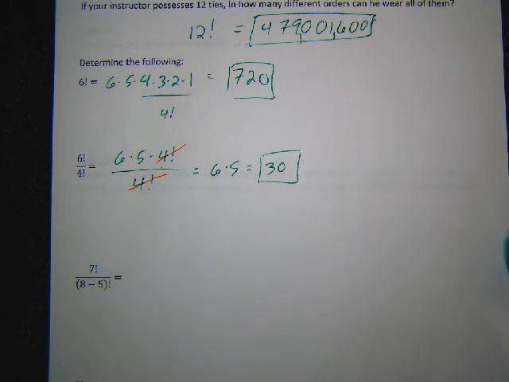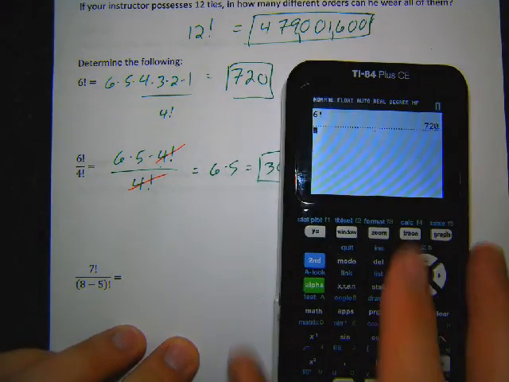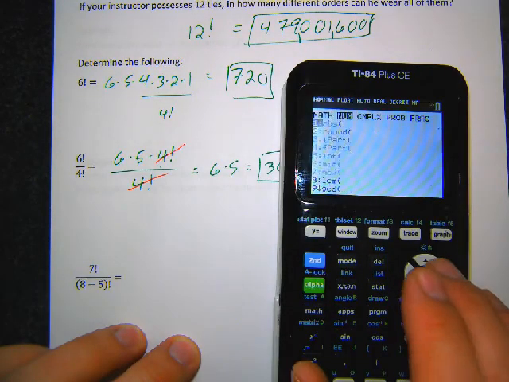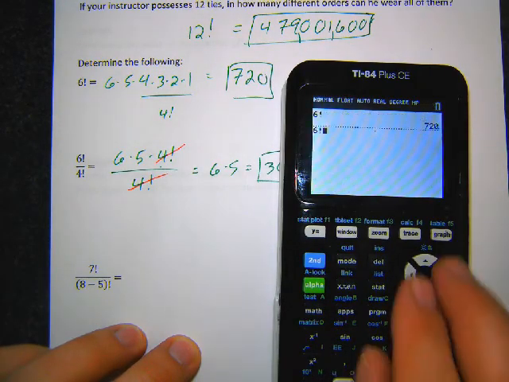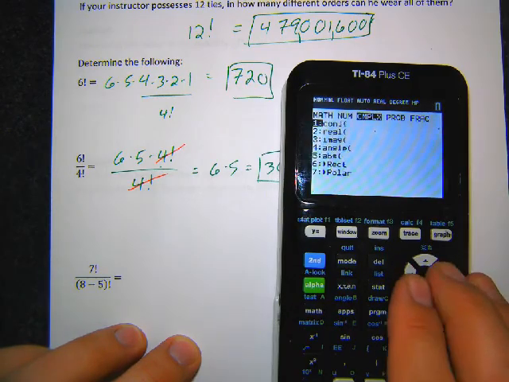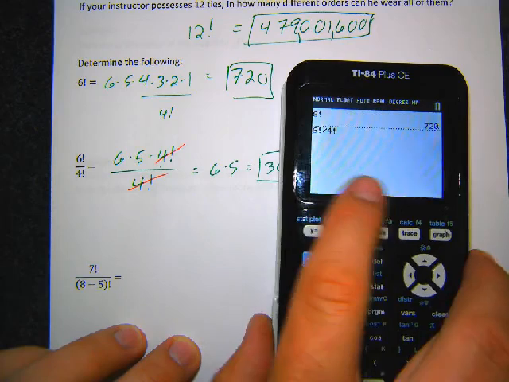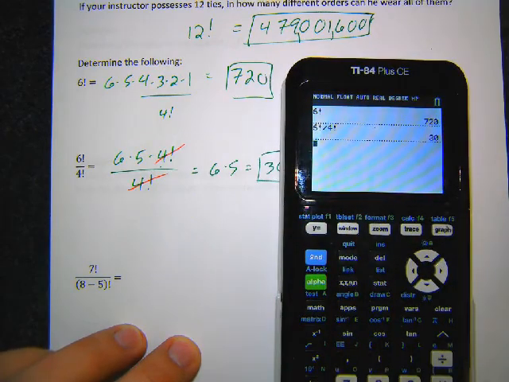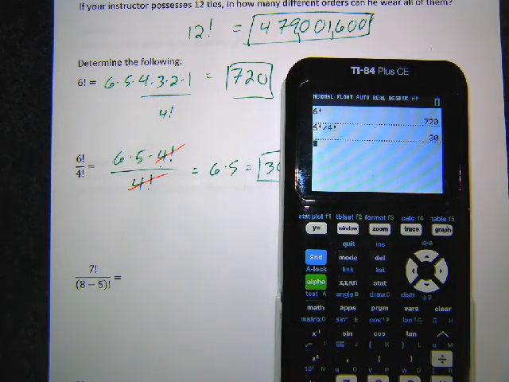Now you could do this in a calculator. So if you really don't like to do it by hand, you could type 6 factorial, divided by 4 factorial, and you can type it in that way and get an answer. And it does give you 30. So we did it right. And you can do that, and that's fine.